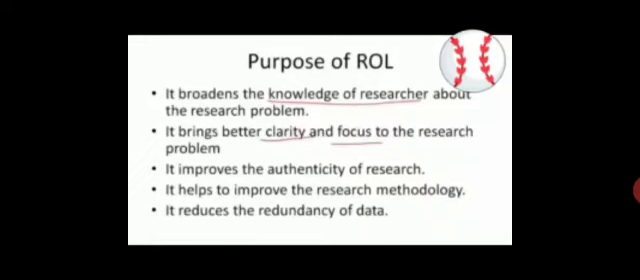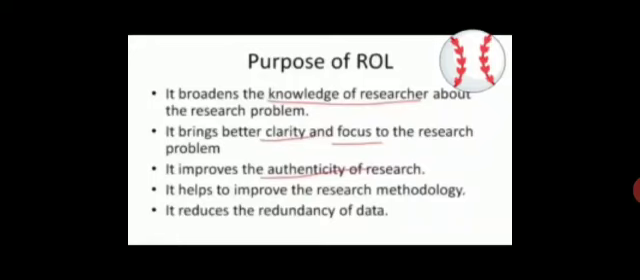Number 2, it brings better clarity and focus to the research problem. When the researcher reviews the already existing literature, it gives him clarity and focus on the research problem. It improves the authenticity of research. When you are reviewing the already existing literature, it gives authenticity to research. Means you have already seen what other researchers have done on a similar topic and what you are doing.